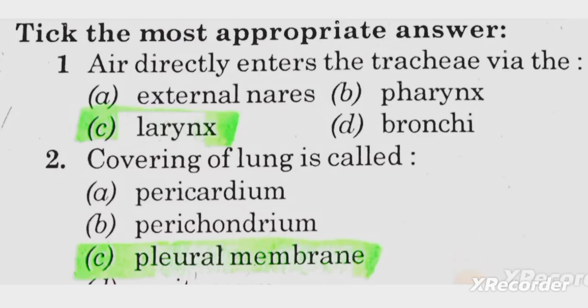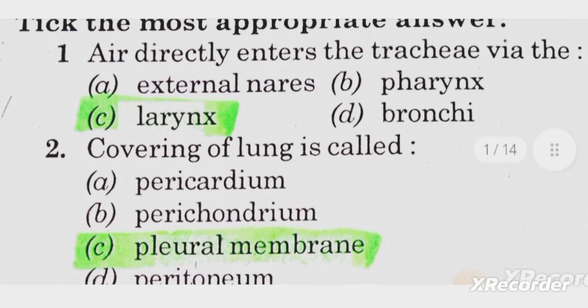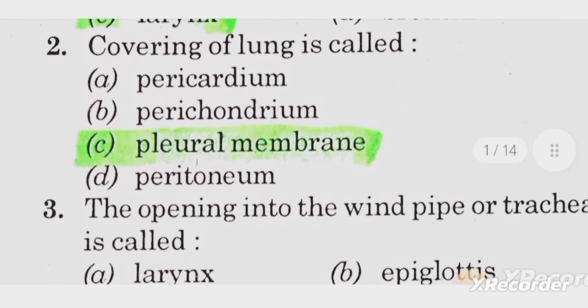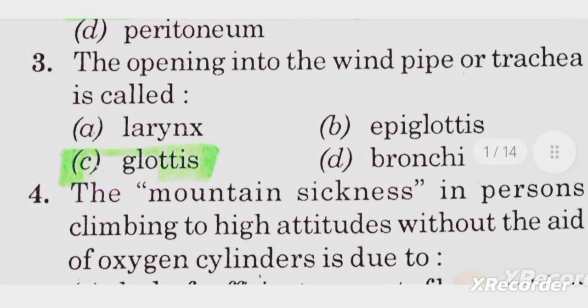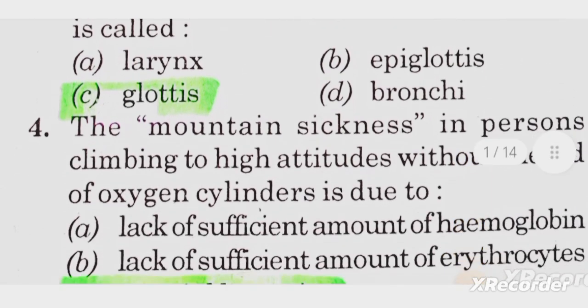In this video, we will see about the respiratory system. Let's start. Number 1. Air directly enters the trachea through the larynx. 2. Covering of lung is called pleural membrane. The opening into the windpipe or trachea is called glottis.